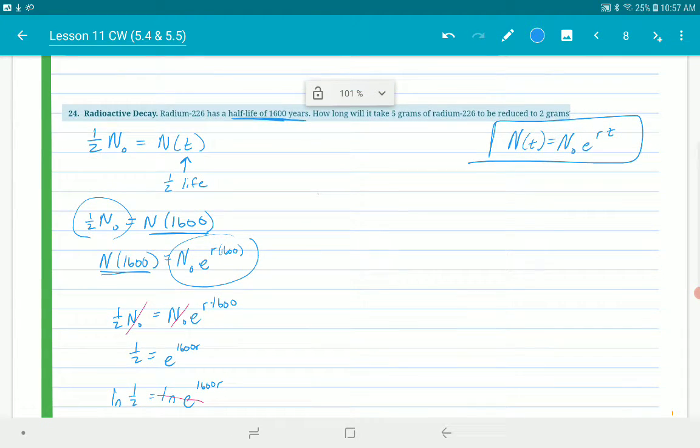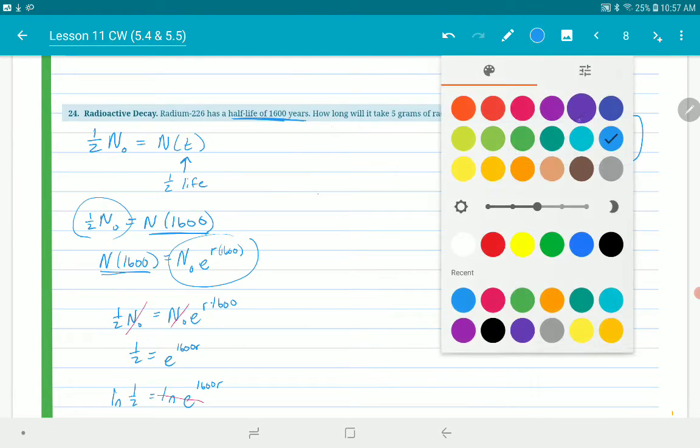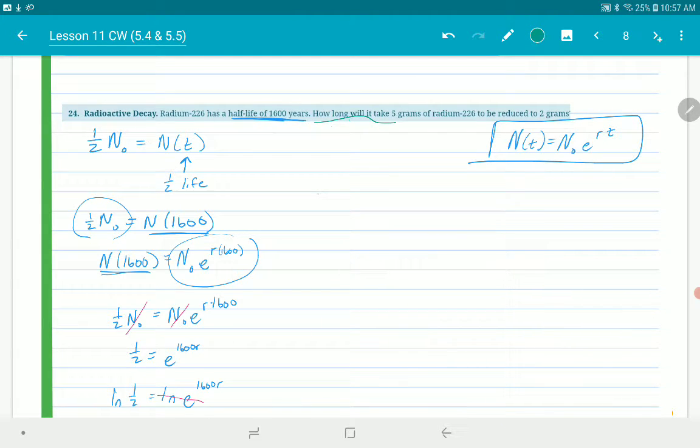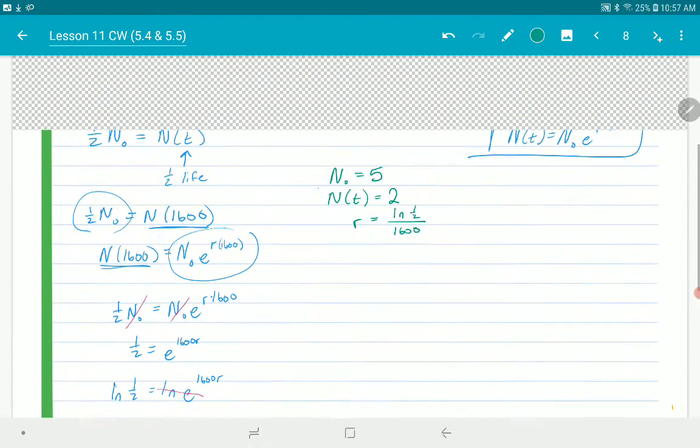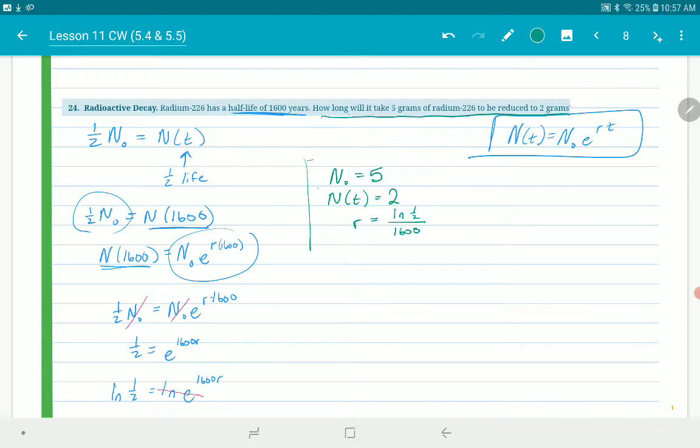Now we're going to use that rate in our problem to answer, using a different color for this part. How long will it take 5 grams to reduce to 2 grams? So our initial value is 5 grams. We want to find out when we will have 2 grams. We just found our rate is the natural log of 1/2 divided by 1,600, and I just want to solve for t. So I'm going to plug these three things in and then find t.